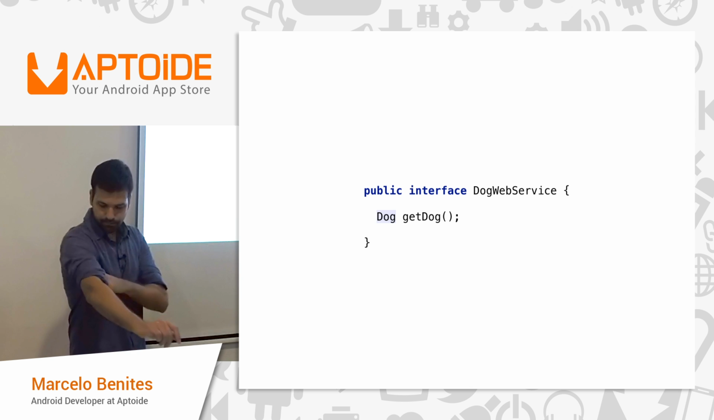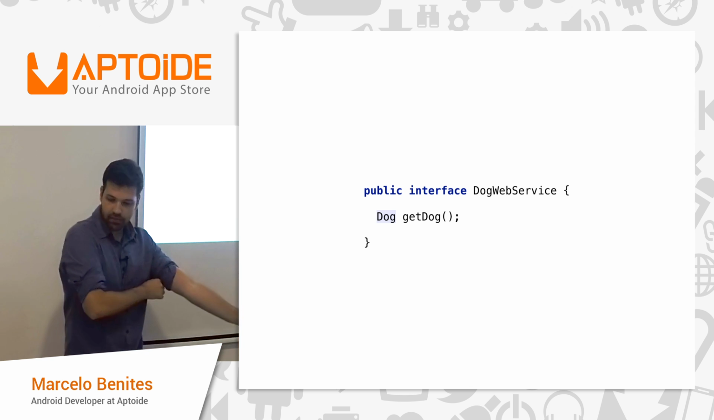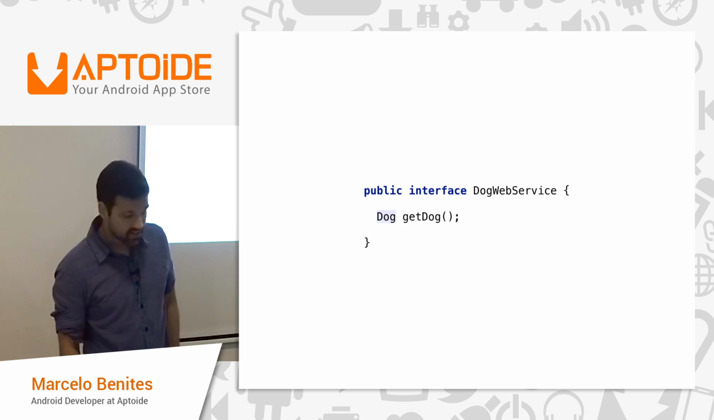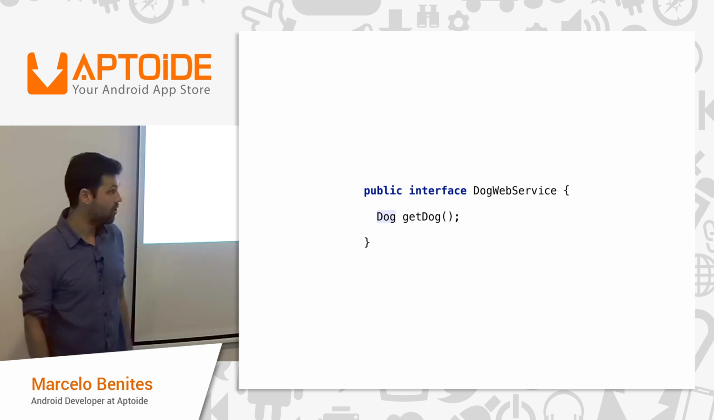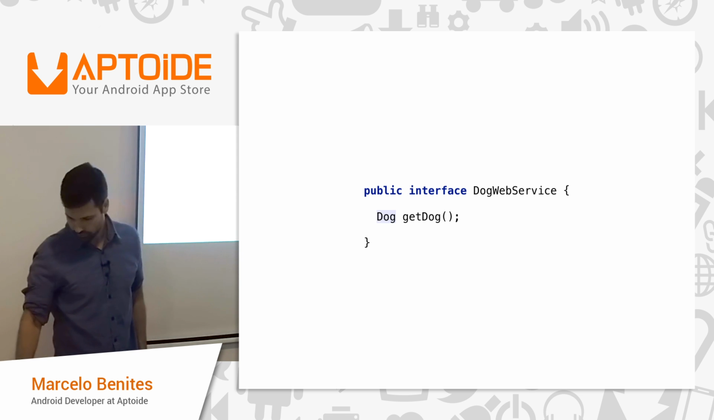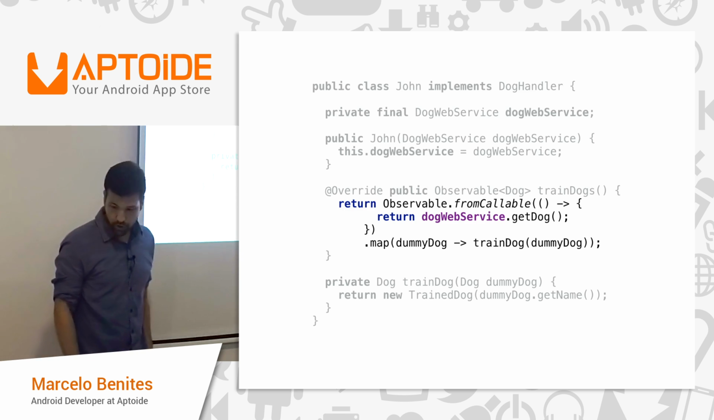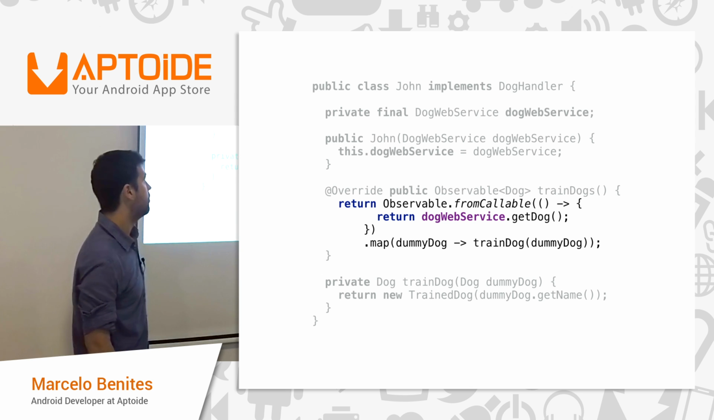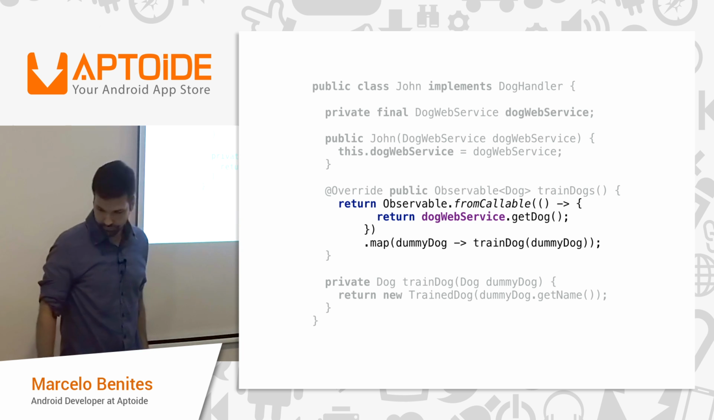So okay, let's say that we have an old web service implementation. That's legacy code. It doesn't use observables yet. It will just synchronously grab the dog from the network and return it to us. So we're going to use from callable to use this old legacy web service to return our dog. And then we're going to map him to a trained dog.